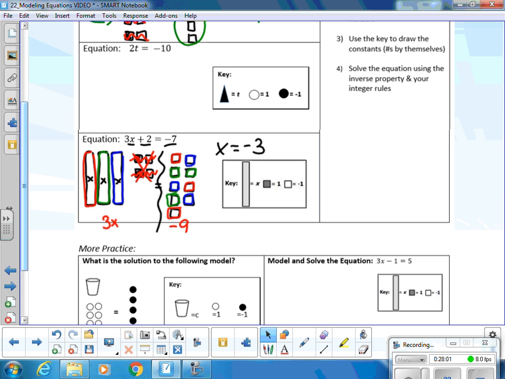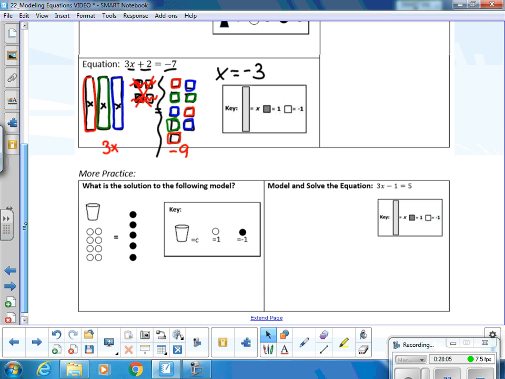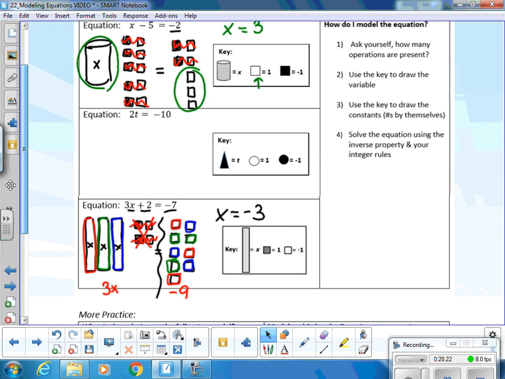Okay, so that's the end of our notes, and I know I went over them quickly. If you need to rewatch the video, you're going to be responsible for finding the solution to the one on the left that's got the cups with the circles, and also modeling and solving the equation on the right with 3x plus 2 equals negative 7, in addition to 2t equals negative 10.